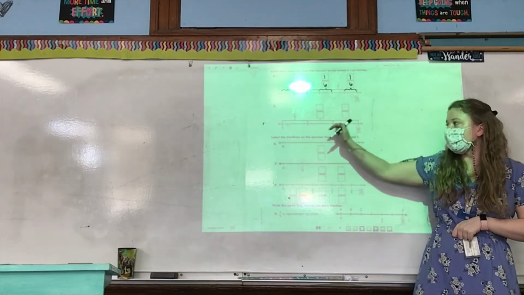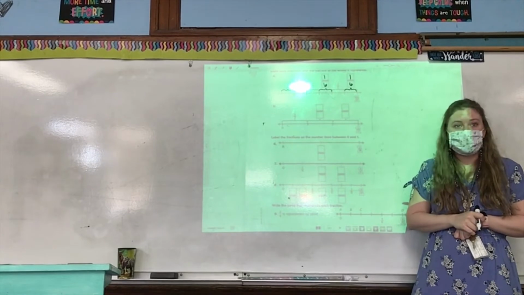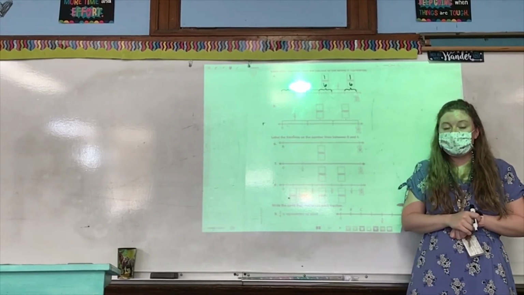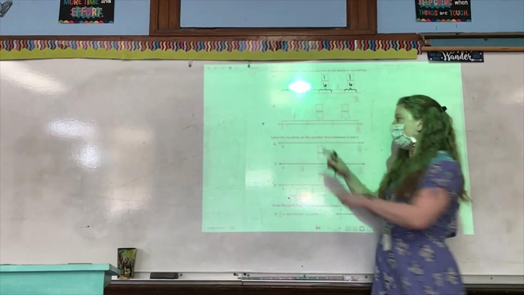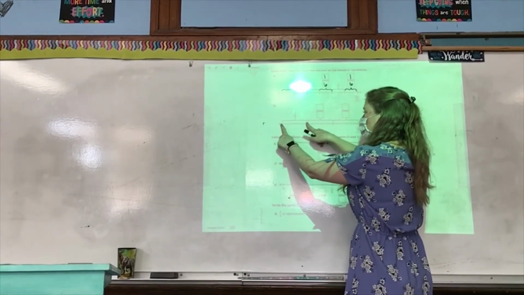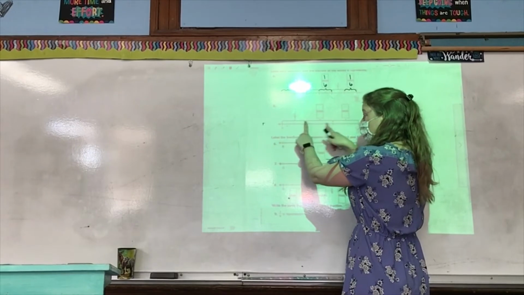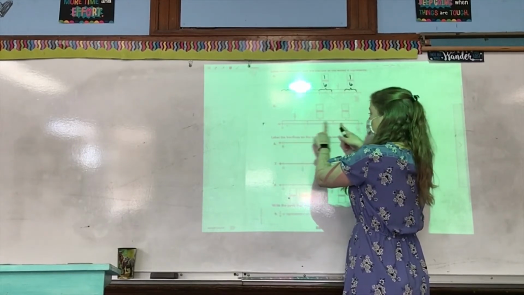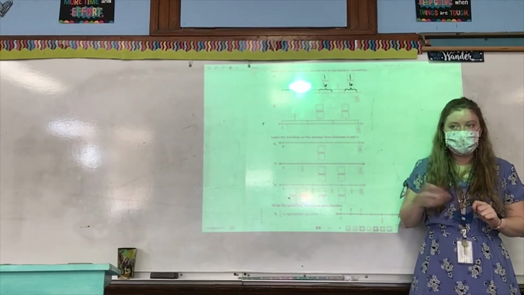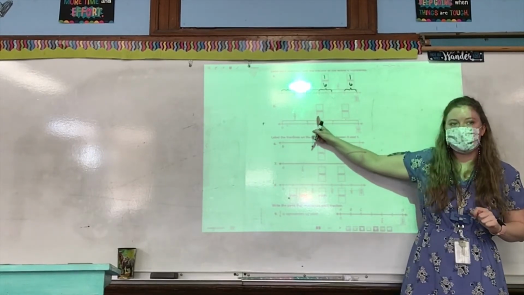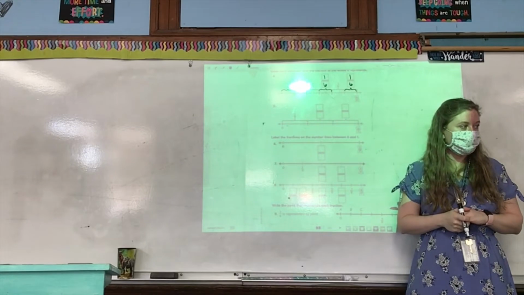Are we working with 6ths here? If we're not working with 6, should there be a 6 in the denominator space? Count how many pieces there are between the tick marks. Here's 1. Here's 1. Here's 1. How many is that? Where does that go? In the denominator spot or the numerator spot?